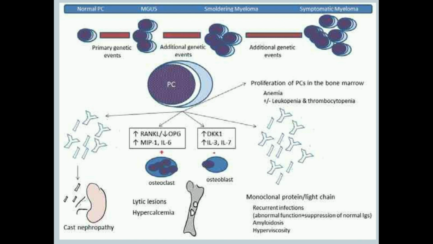With Waldenstrom's, you have IgM. With multiple myeloma, it's IgG. That's why we call it a gammopathy, because it's IgG, G for gamma. I'm not sure if that's where it comes from, but it helps to remember that.